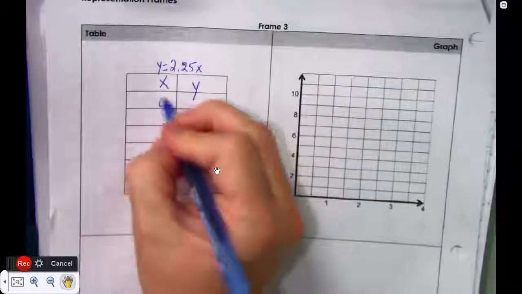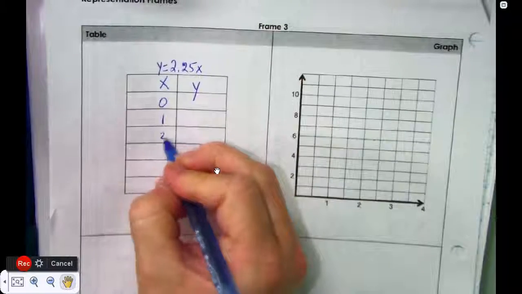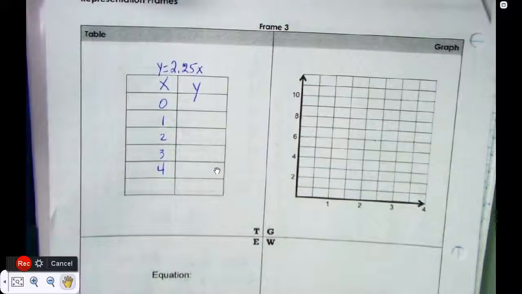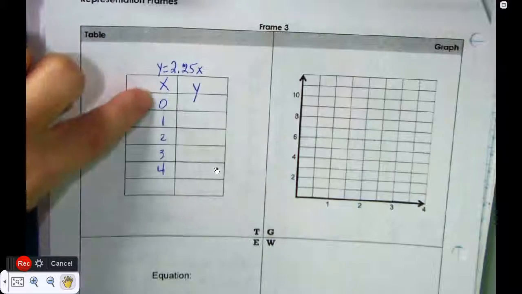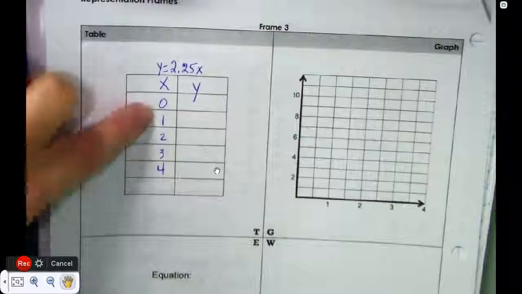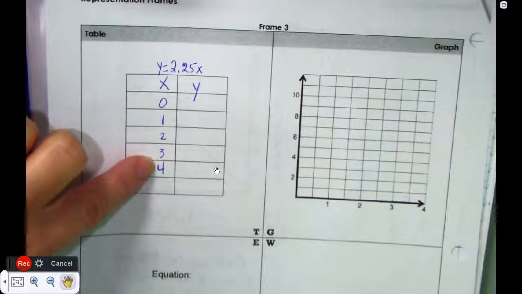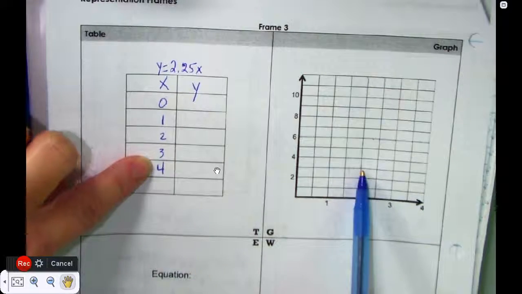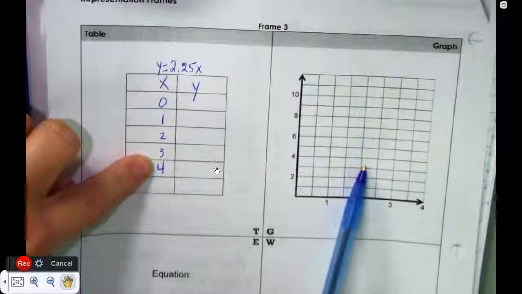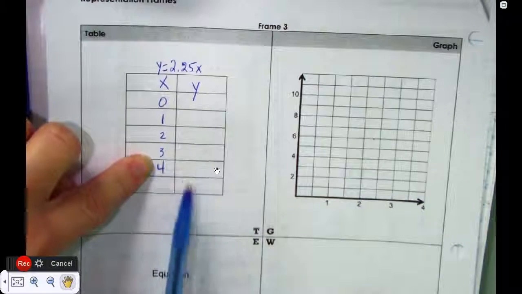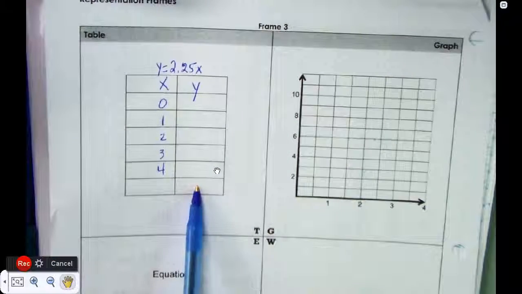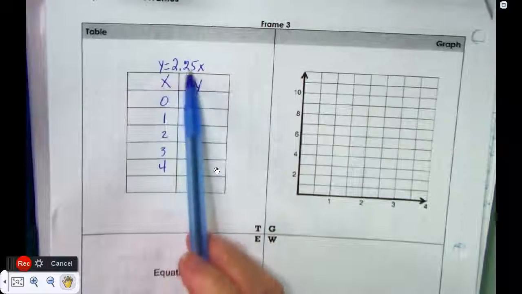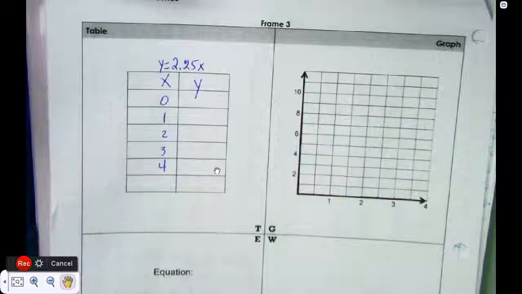So y'all want to start with 0? Let's do 0, 1, 2, 3, and 4. Find the values for Y, and then we're going to go graph. And guys, you only need to graph 3 of the points. Go. Let's go. Find the values for Y. That's the equation. 2.25x.